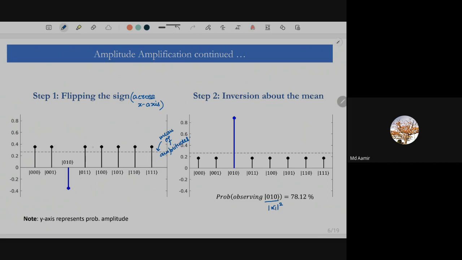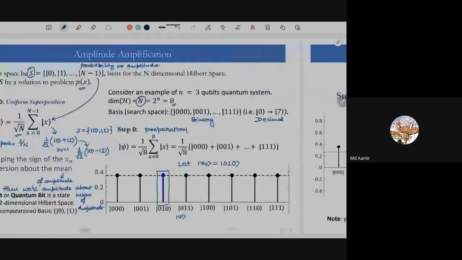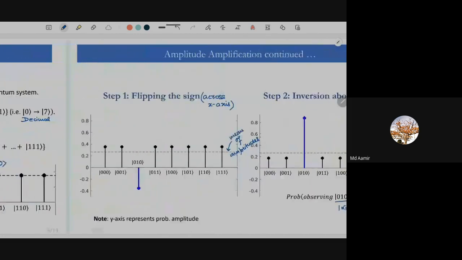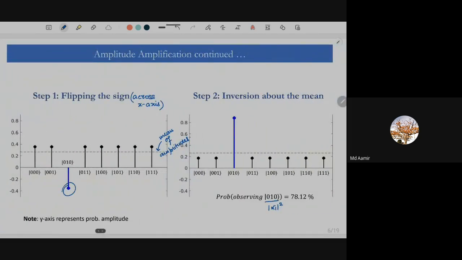That's why it brings the mean downward, because here we can see this mean is a straight line which is passing through all the heads of these blue ticks. Because all the amplitudes are the same, the mean is also the same as the amplitude. But when we do the flipping of the sign, the mean gets reduced. And now what we'll do is find the inversion about the mean.